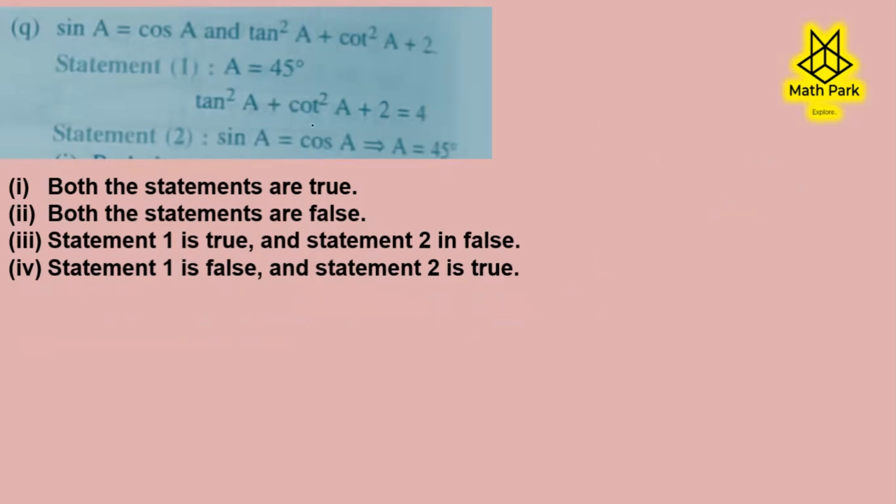Sin A is equal to cos A, and tan square A plus cot square A plus 2. A is equal to 45. Tan square A plus cot square A plus 2 is equal to 4. And statement 2, you get sin A is equal to cos A, then A is equal to 45. This is correct. Statement 2 is correct because sin A and cos A both are equal if A is 45, because sin 45 is 1 upon root 2 and cos 45 is 1 upon root 2. So tan 45 is 1 and cot 45 is 1. So 1 plus 1 plus 2 is 4, both are true. So the first option, both the statements are true, is the correct option.